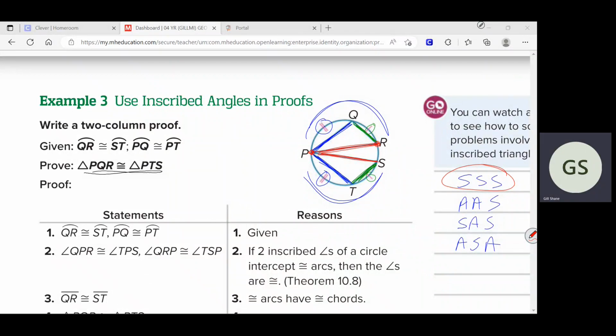They actually did something with the inscribed arcs, and they said that because these two arcs are congruent, that means these two angles have to be congruent, because their endpoints are arcs that are equal to each other, congruent. So that means the angles have to be congruent to each other. That's how they did it. Again, sometimes there's multiple ways to do it.